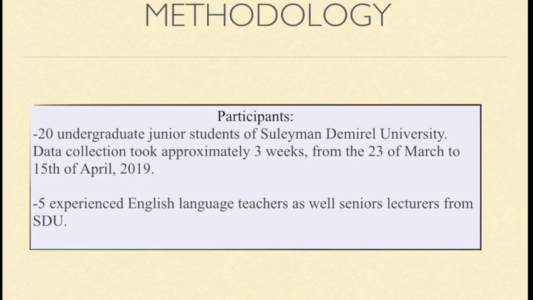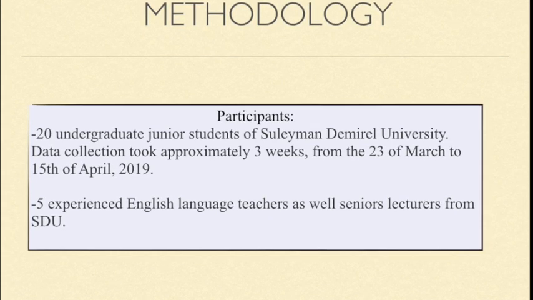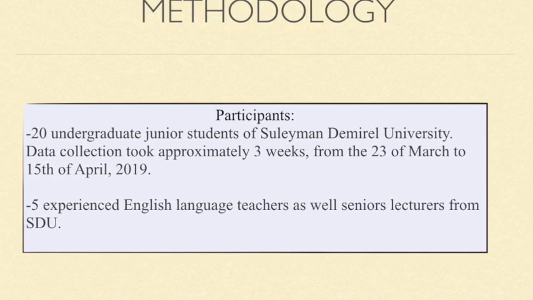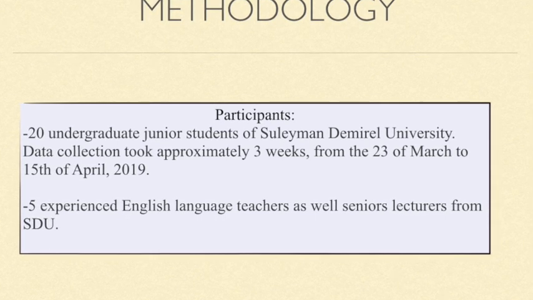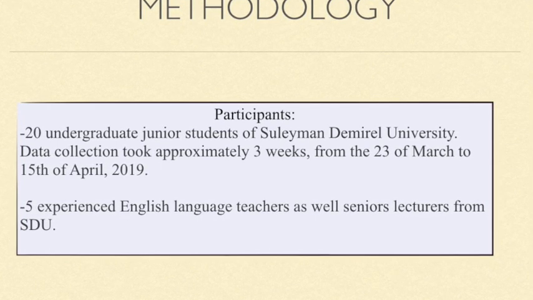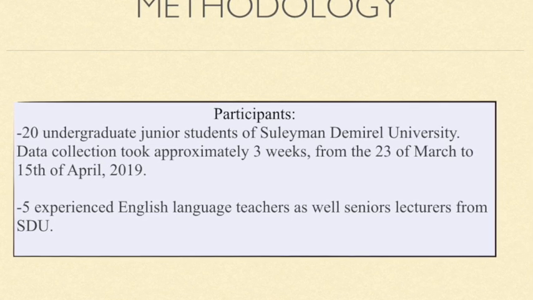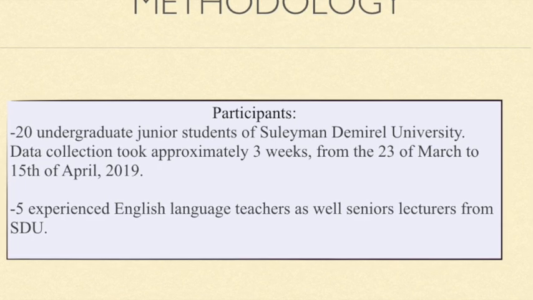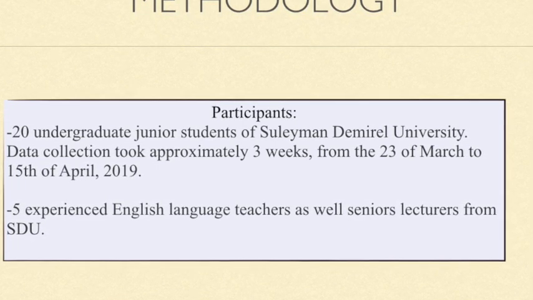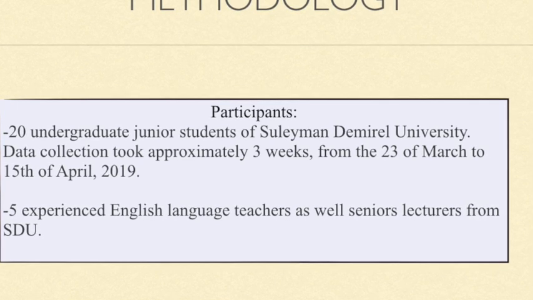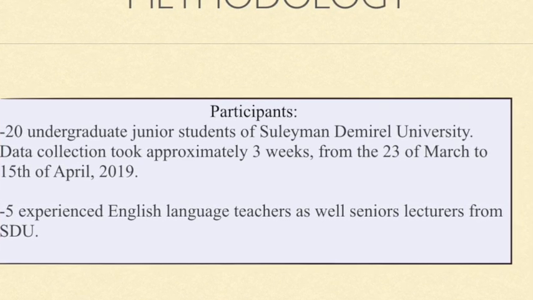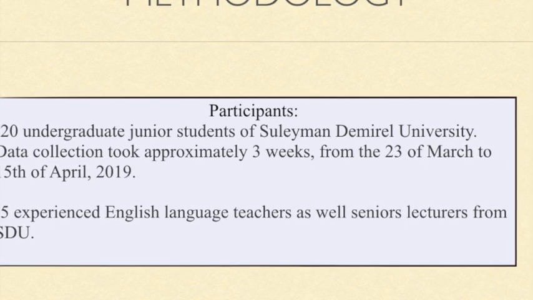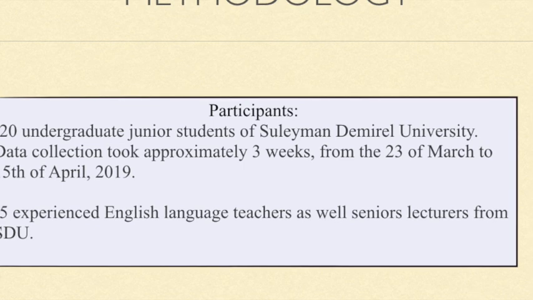The next is participants. 20 undergraduate junior students of Süleyman Demirel University were my participants, and this data collection took approximately 3 weeks, from the 23rd of March to 15th of April. And also 15 of the students answered the online questionnaire. I also interviewed 5 experienced English language teachers, who are as well lecturers at our university. They answered the interview.